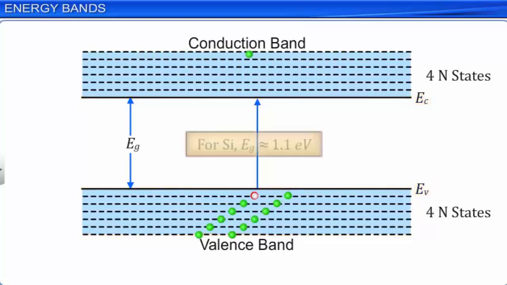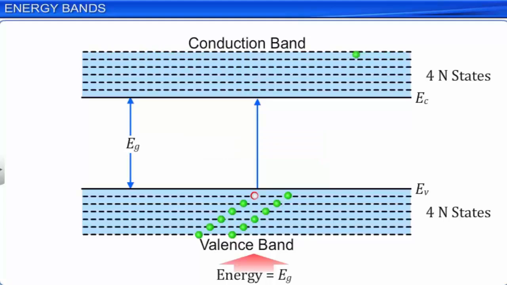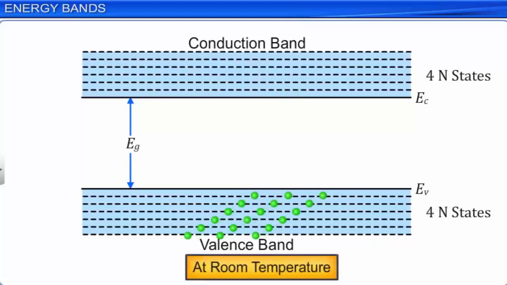For a silicon atom, this energy gap Eg is about 1.1 electron volt. This means that for a valence band electron to move into the conduction band, it needs a minimum energy of 1.1 electron volt. At room temperature, we find that a few electrons of the valence band gain thermal energy equal to the energy band gap to move into the conduction band, and hence become free electrons.